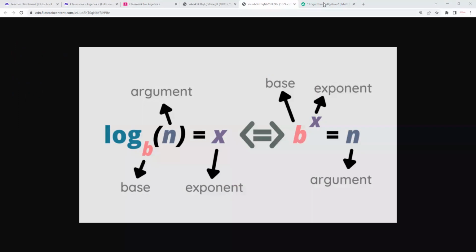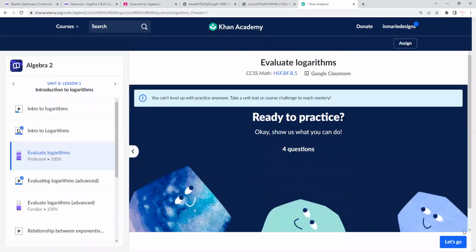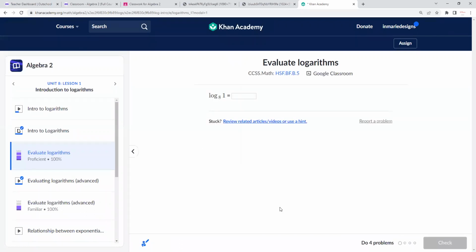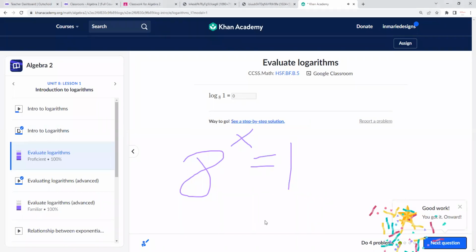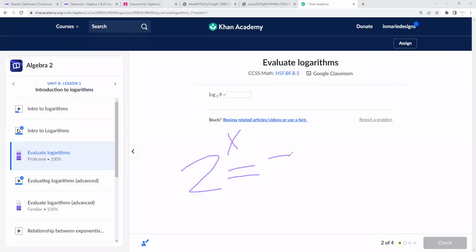So we're going to be first evaluating logarithmic equations, which are super easy. Basically, a lot of times when solving these, you're just rewriting them. So this is basically 8 to the what power gets you 1? Well, anything to the 0 power is 1. This one is basically 2 to the what power is 8? Well, 2 to the 3rd power is 8.